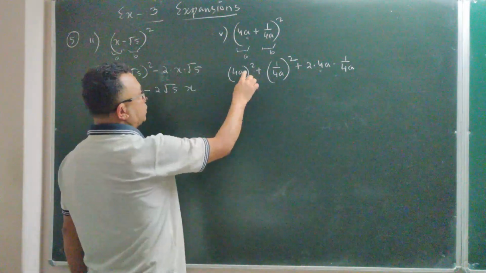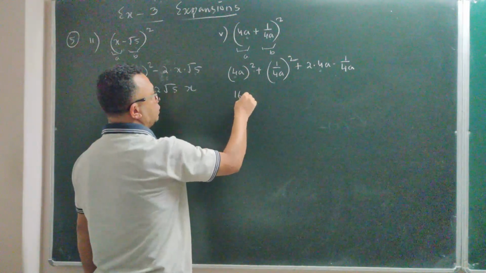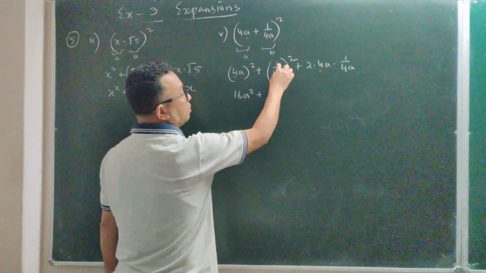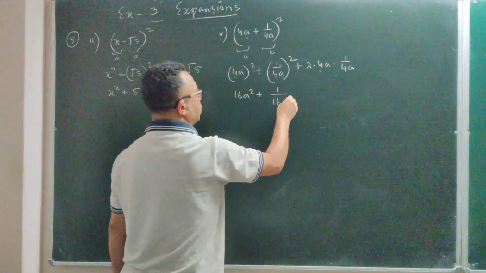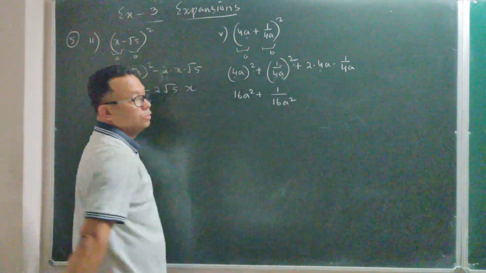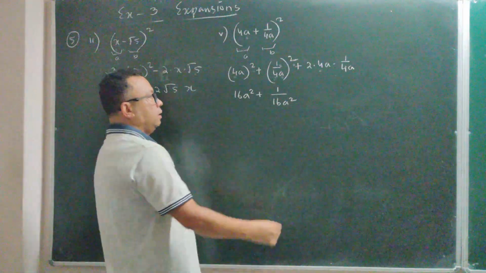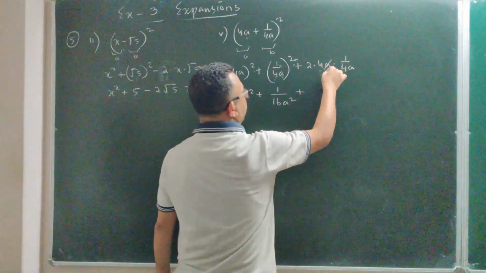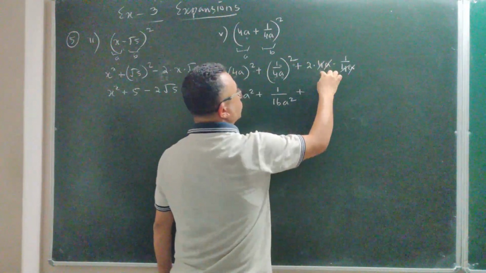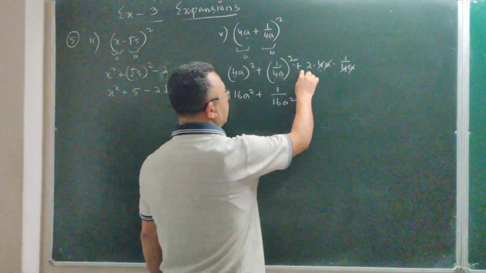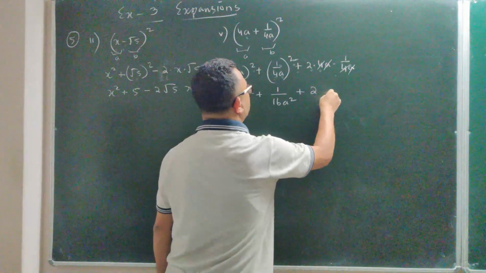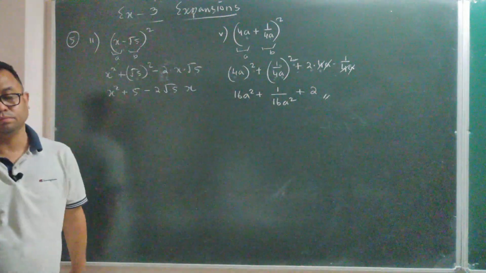So this square is for both, so 4 square is 16, so A square plus, upper side numerator, 1 square, 1 square is 1 and 4A whole square is 16A square, because square is for 4 also and A also, 16A square. Then plus, this A and A I can cancel, this 4 and 4 because one is in the numerator, the other one is in the denominator, so 4A and 4 is getting cancelled, so now you are left with only 2 into 1, which is 2. This is your expanded form.